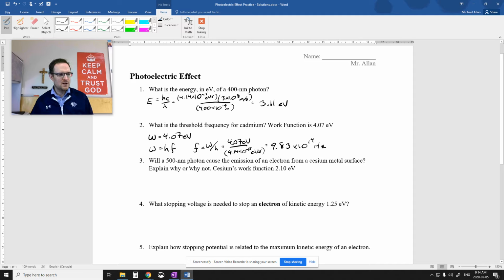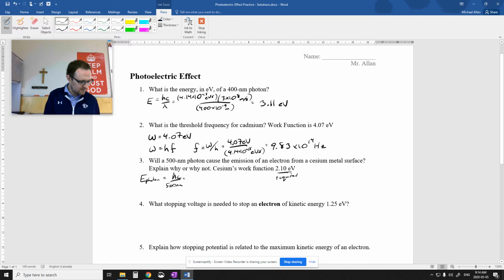Will a 500 nanometer photon cause photoemission from cesium? Explain why or why not. So let's just double check. This is the work function of cesium. So this is the energy required to cause photoemission, right? If you have any less than that, nothing happens. So you want to look at the energy of the photon, and we do a little comparison. So I'm going to go hc over lambda. I'm going to be using the 4.14 number. I'm going to put in the 500 nanometers right here to show that that's what I'm using to calculate this.